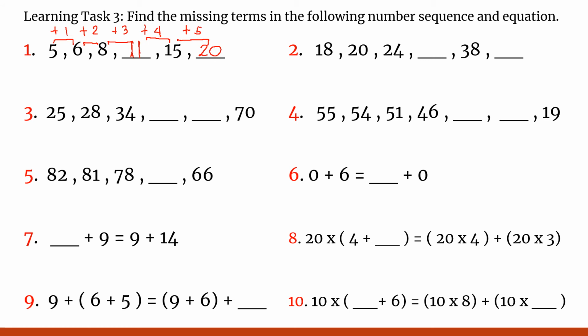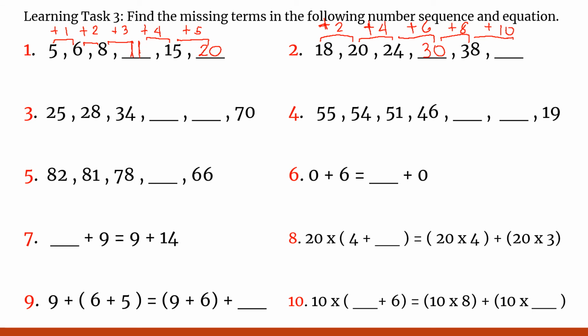Next, problem number 2. 18, 20, 24, blank, 38, blank. See, i-observe ulit natin. So, from 18, going to the next term, naging 20, so nagkaroon ng plus 2. And then from 20, going to the next term, 24, nagkaroon ng plus 4. Yun. So, kung obserbahan natin, parang by 2 ang pagdagdag. So, therefore, there's a chance na from 24 going to the next term ay maging plus 6. Diba? And 24 plus 6, the answer is 30. And then from 30 going to the next term is plus 8, which is correct. Diba? 30 plus 8, that is 38. And then lastly, from 38 going to the last term, dapat yun ay maging plus 10.